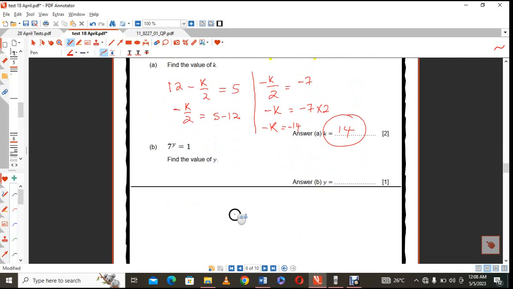7 raised to the power of y equals 1. Well, you can write them with the same bases, because anything raised to the power of 0 is going to equal 1, except 0 itself. So 0 to the 0 doesn't exist. But 7 raised to the power of 0 is another way of writing 1. That means if the bases are the same, then the indices are equal. So y is equal to 0.